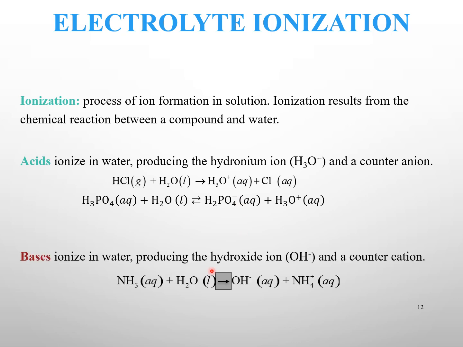Bases ionize in water, producing the hydroxyl ion and the cation. For example, ammonia is a base. Ammonia plus water will make hydroxide ion because the water splits into H and OH. Hydroxide is left behind, and the H from the water will go onto the ammonia to make ammonium ion.